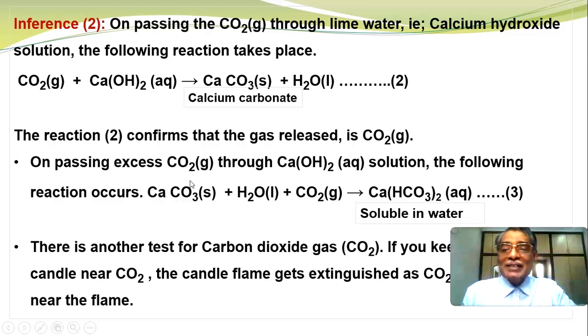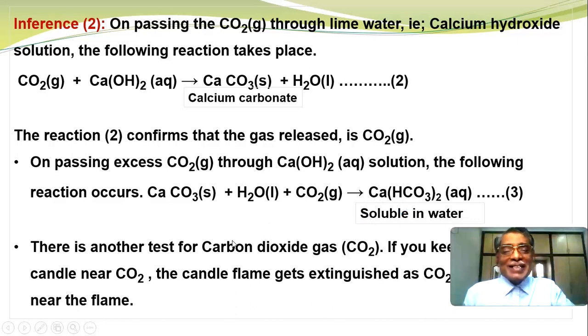On passing excess CO2 through calcium hydroxide solution, the following reaction occurs. CaCO3 plus H2O plus CO2. You are passing more and more CO2 gas. Then you will have formation of calcium bicarbonate, calcium hydrogen carbonate, Ca(HCO3)2 aqueous, which is soluble in water.